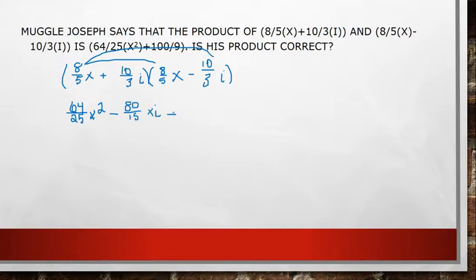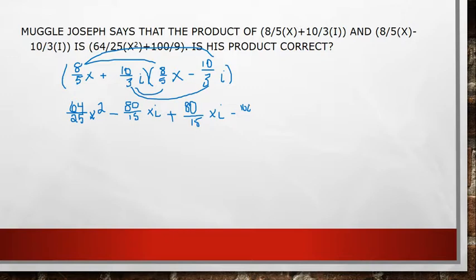My inner terms here, 10/3 times 8/5, 10 times 8, 80, 5 times 3, 15, and then I have an x and an i again. And then my last terms, the 10/3 i times the negative 10/3 i gives me a negative 10 times 10 is 100, 3 times 3 is 9, i times i is an i squared. Go ahead, combine like terms.